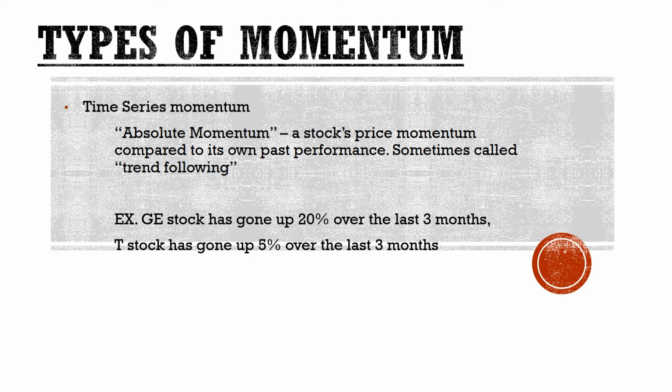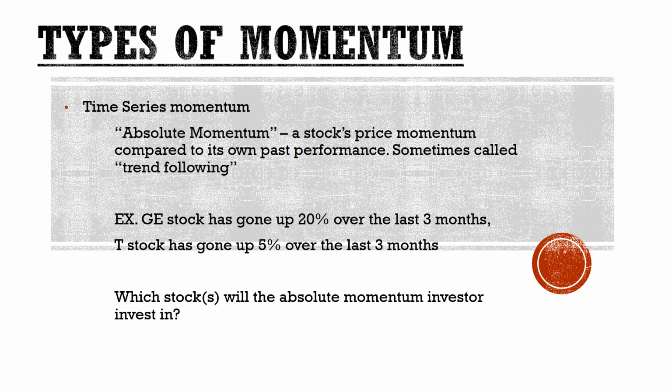So once again, as an example here, we have GE and AT&T in our universe. GE stock has gone up 20% over the last 3 months. AT&T stock has gone up 5% over the last 3 months. So the question would be, what stock or stocks would a time series momentum or absolute momentum investor invest in? And the answer is both. We'd invest in both GE and AT&T stock because they both have performed favorably compared to their own past, in this case over the last 3 months. So it wasn't exactly a trick question, but it's something that sometimes throws people, because since they're both positive, and if your look back period happens to be 3 months, then you would most likely invest in both of these stocks.